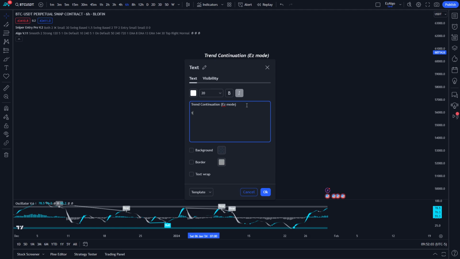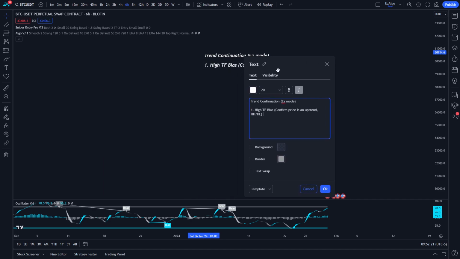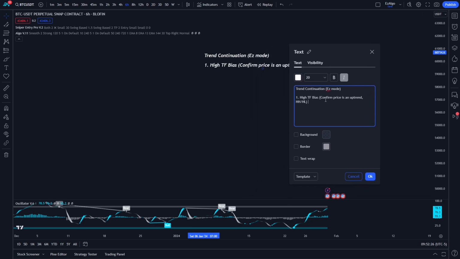So what do you need to see, right? You need to see your high time frame bias, or at least confirm price is in an uptrend, all right? Doesn't mean everything has to be pointing bullish, but confirm price is in an uptrend, right? Higher highs and higher lows. All right, step one, high time frame bias. Again, you don't have to go to a weekly, monthly, daily. Just confirm that price is in an uptrend. All right, not super advanced. All right, so that's step one. Number two, right, we want to see that break of structure to the upside, right, creating higher highs, right, to continue the trend. So that's step two.